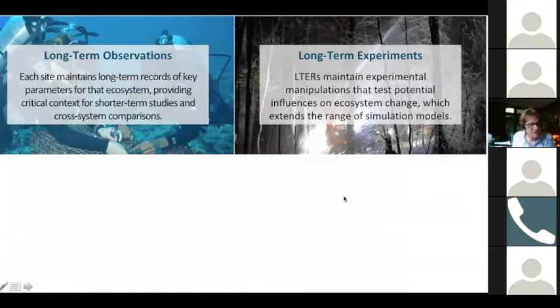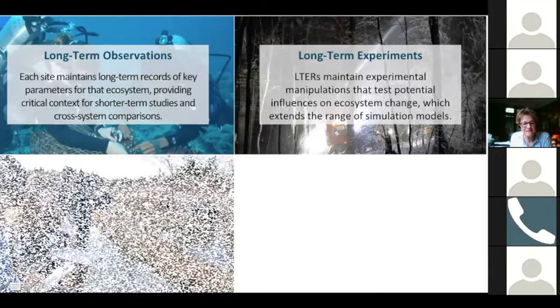But observations alone are mainly correlative, and so all of the LTRs have various kinds of experimental manipulations going on. They are designed to test mechanisms of ecosystem change that are relevant to that site. Those experiments help you get at mechanisms and can also help parameterize models. But importantly, many of the sites have similar or the same experiments, and that's one of the things that I think makes us unique: we have the potential to compare results of a similar experiment across a lot of different sites.